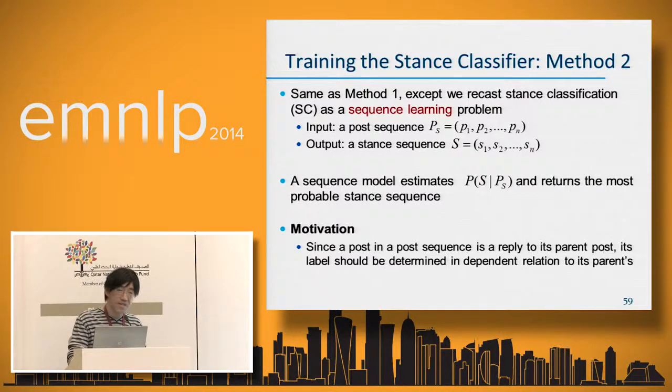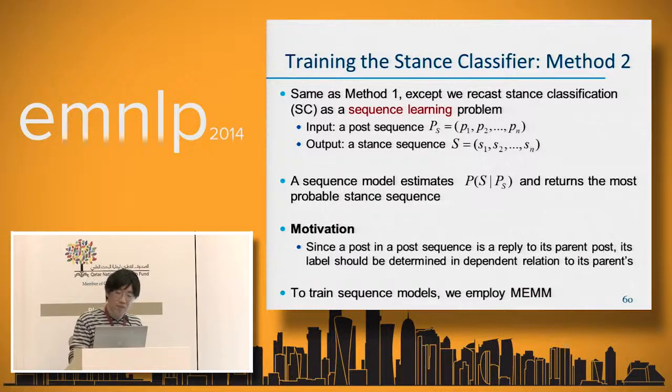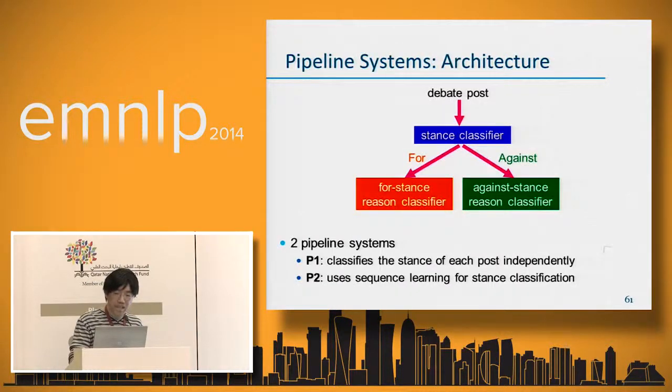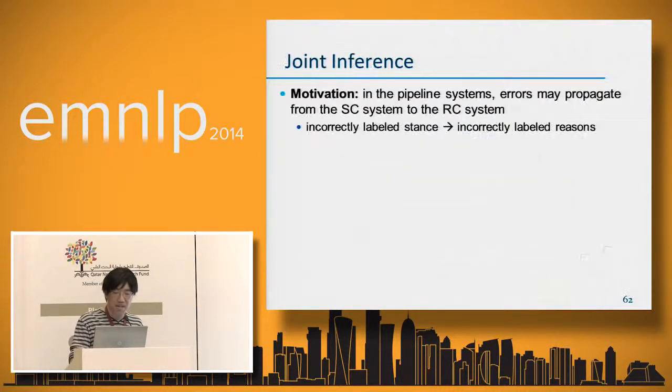And the motivation behind using a sequence labeling approach to stance classification is this. Since a post in the post sequence is a reply to its parent post, its label should be determined in dependent relation to its parent posts. And to train these sequence models, we employ MEMM. So we have two pipeline systems that adopt this pipeline system architecture, but differ with respect to the stance classification model. In particular, P1 classifies the stance of each post independently, and P2 uses sequence learning for stance classification. But otherwise, these two pipeline systems are the same.